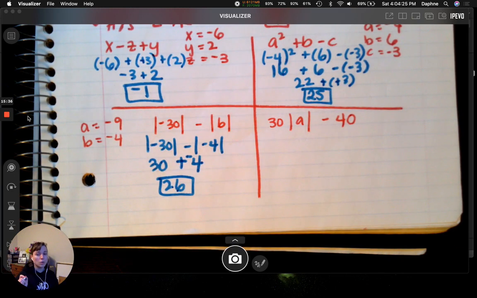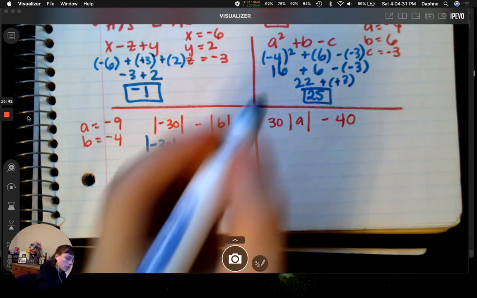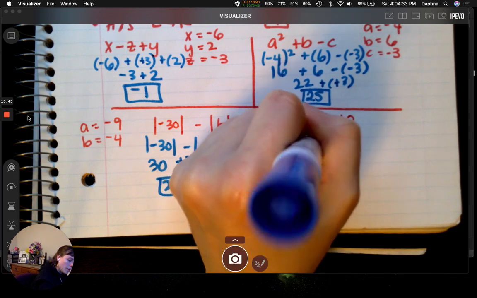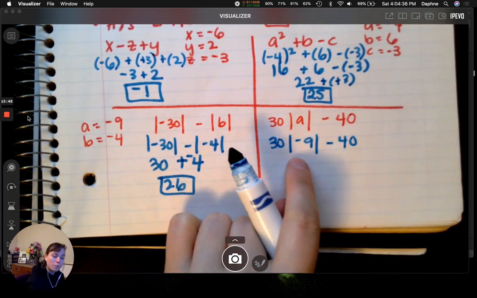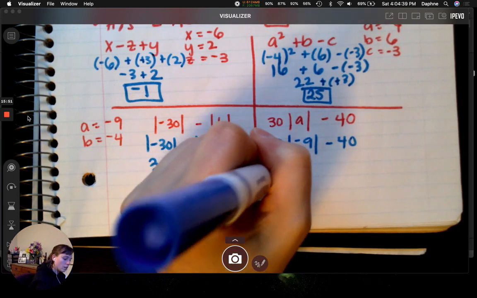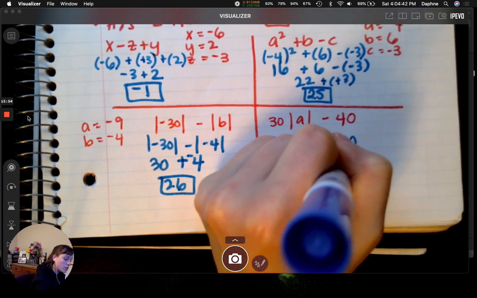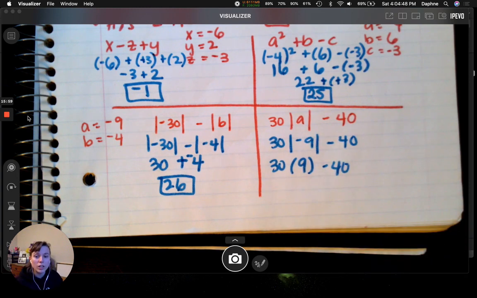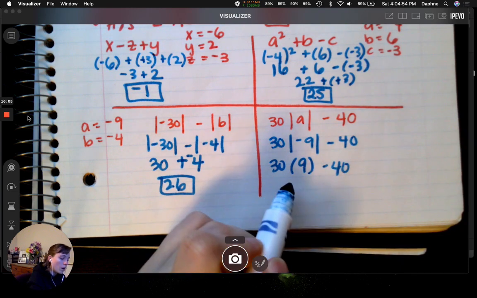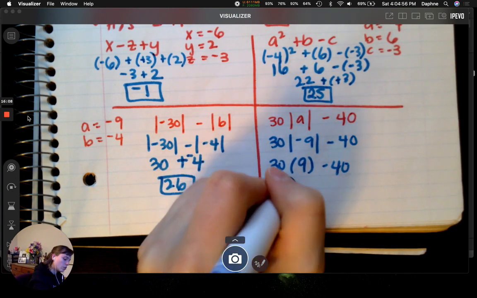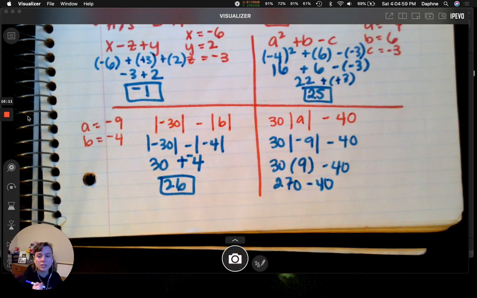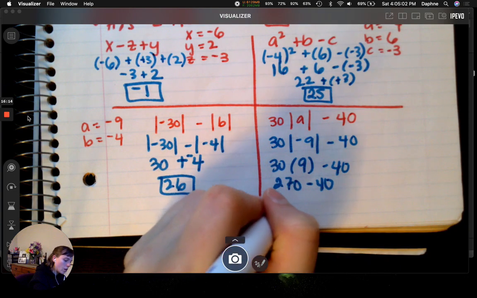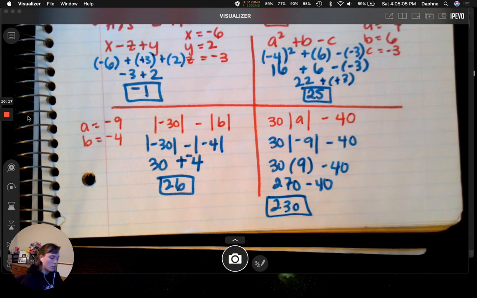All right, try the last one on your own. Notice that this is multiplication. Pause the video. Okay, so you should have 30 times the absolute value of negative 9. This is a grouping symbol, so the absolute value of negative 9 is a positive 9. Notice that I changed it to a positive 9 and now it's in parentheses. I've evaluated and simplified the absolute value, so I'm down to just parentheses of positive 9. Multiplication's next. 30 times 9 is 270. Now I have subtraction. 270 minus 40 would be 230. And we're good to go.